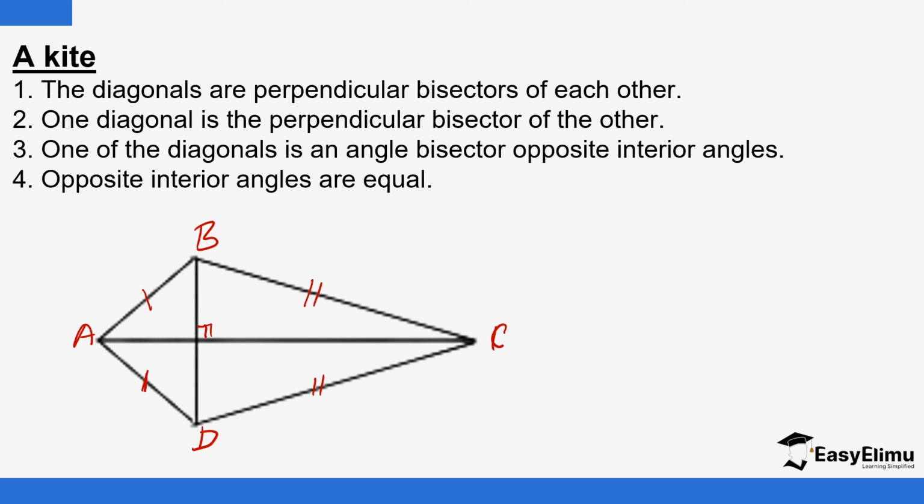So you could say the longer diagonal could be a perpendicular bisector of the shorter. In this case, this diagonal here bisects the other. Of course, BD does not bisect this. So we'll modify this. One of the diagonals bisects the other. So we have this one here bisecting the other one, but this one does not. And then the diagonals here are perpendicular to each other.